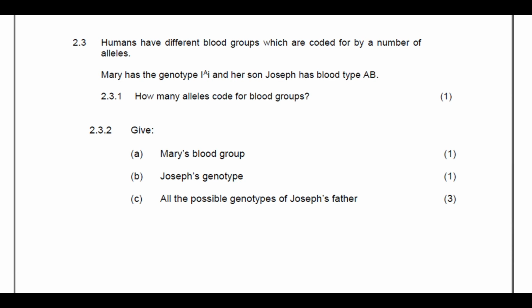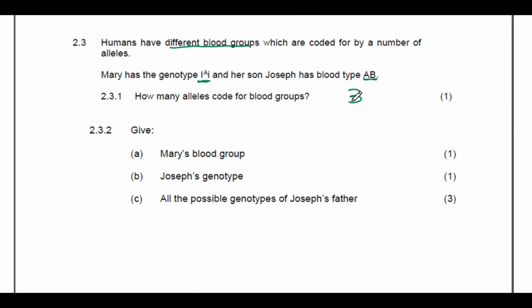Okay. Another blood grouping question. Humans have different blood groups which are coded for by a number of alleles. Mary has a genotype of IAi and her son, Joseph, has a blood group of AB. How many alleles code for blood groups?